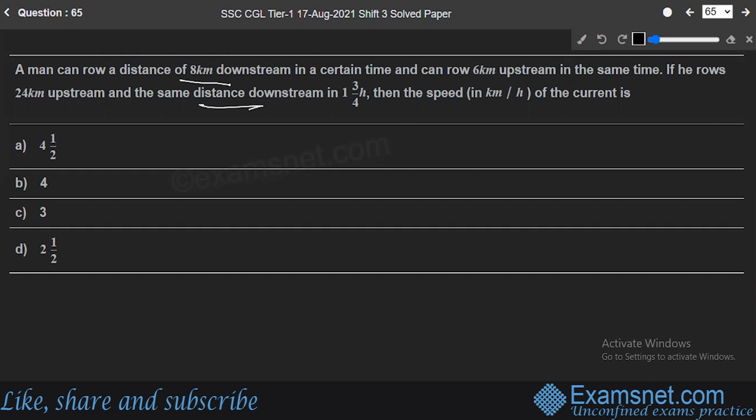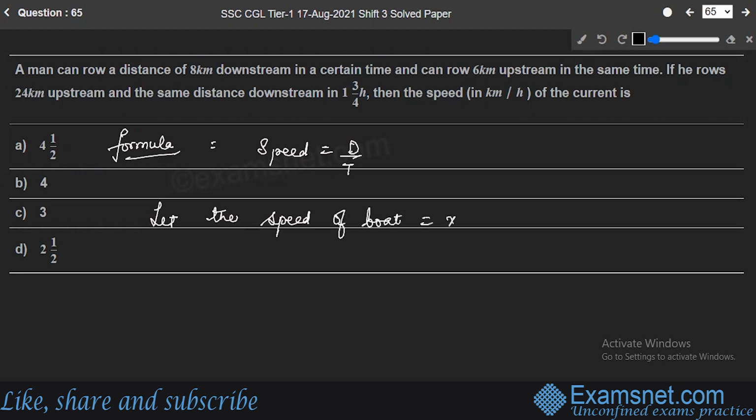First of all, to solve this sum, what we don't know is the speed of the boat and the current, and we have to assume that speed. This is the first thing we have to do. So let's move to the solution. The formula that we'll use in the question is speed is equal to distance upon time. So first of all, I'm assuming let the speed of boat is equal to x kilometer per hour. And I'll also assume let the speed of current is equal to y kilometer per hour. Okay, so now we have done all the initial assumptions.